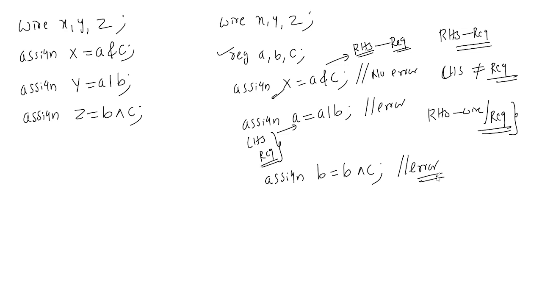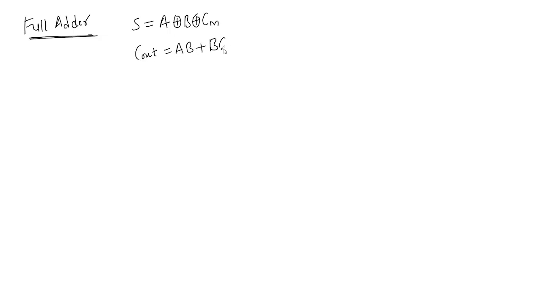Suppose, we have already seen the full adder circuit, no? Sum equal to A XOR B XOR Cin, and carry out equal to BCin plus ACin, plus AB. So how to draw this full adder?